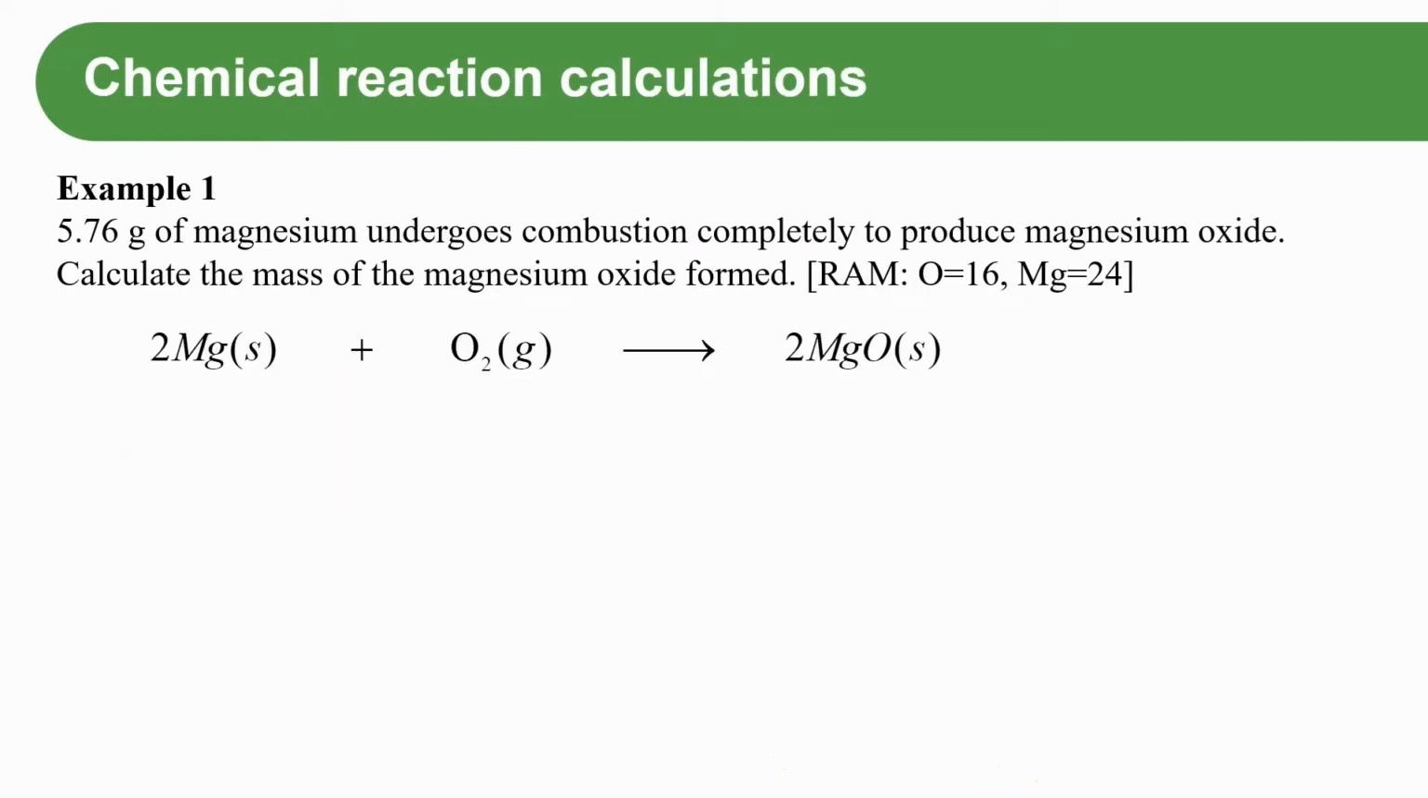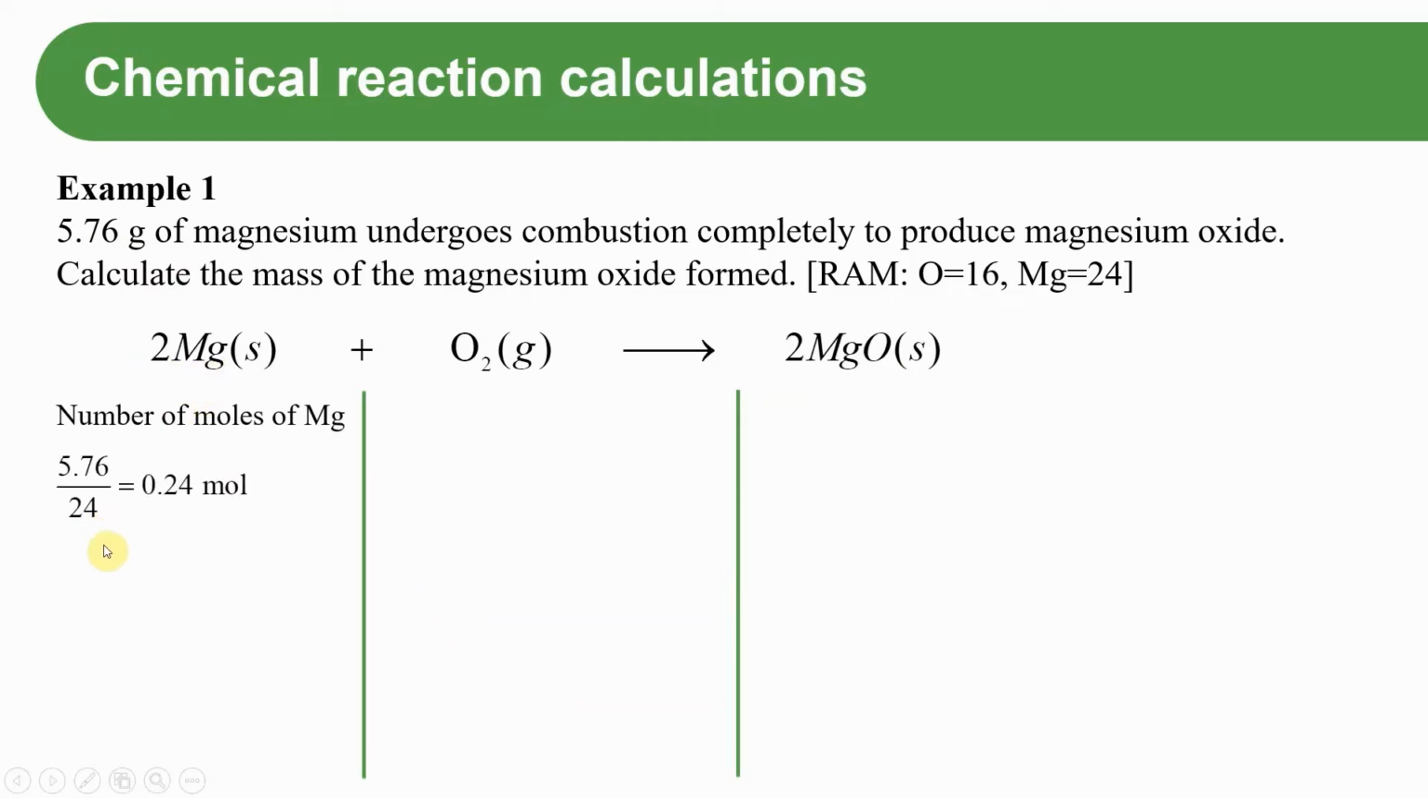Let's look at some calculations. In this question, it's talking about magnesium undergoing combustion to produce magnesium oxide. And here we have 5.76 grams of magnesium, and we want to find the mass of magnesium oxide produced. So the first thing to recall, the ratio here is actually the mole ratio. And to compare the mole ratio, first we need to find the mole. So let's find the number of moles of magnesium. To convert to mole, we divide by molar mass.